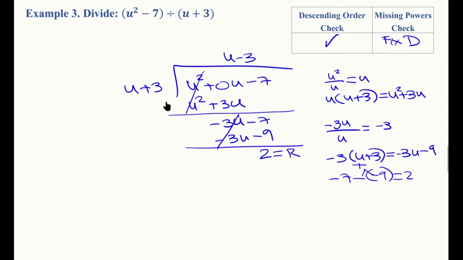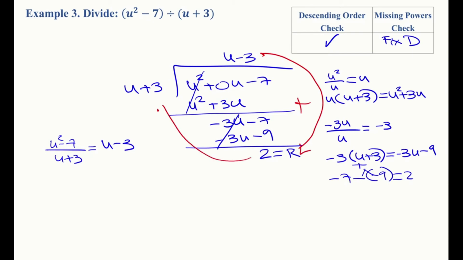So now we write our answer. So we say u squared minus 7 over u plus 3 is equal to u minus 3. Remember the loop, start here, then say plus the remainder over the divisor. So plus, actually let's go back to blue. So plus 2 over u plus 3.